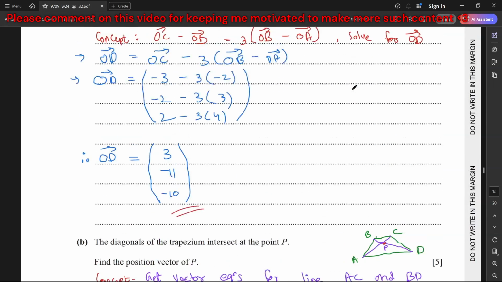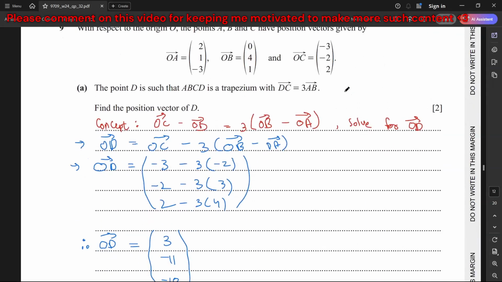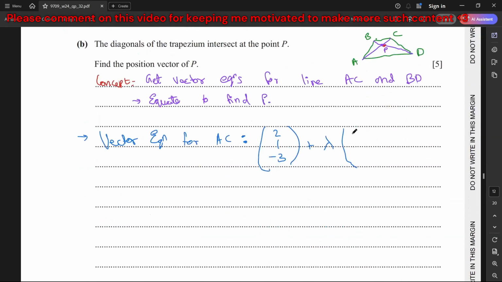So based on that direction, I can see that AC is OC minus OA. So minus 3 minus 2 is minus 5. Then we have minus 3 and then we have 5. So minus 5, minus 3 and 5. That is how we get the vector equation of AC, where this is the point lying on the AC and this is the direction vector of that AC.